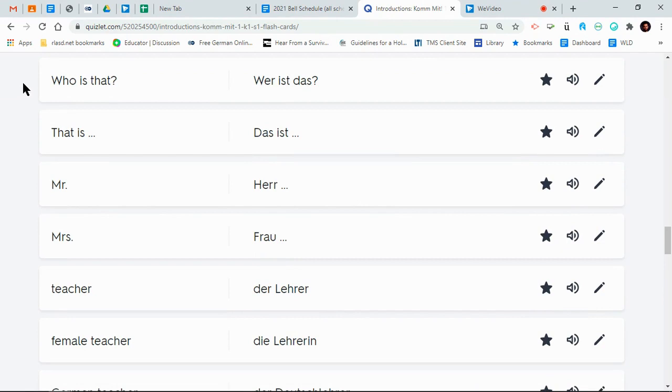Our next question, who is that? This is a direct translation in German. So same words and actually the same order here as well. So wer meaning who, ist meaning is, and das meaning that. I know above we noticed that das means the, but it can also mean that. So wer ist das? Who is that? And then we have the response, das ist.